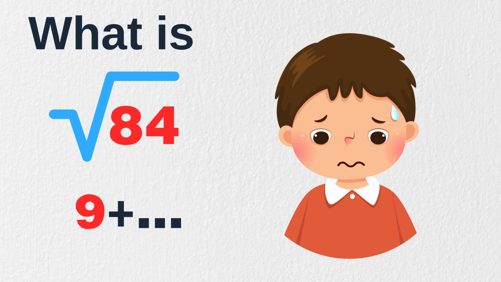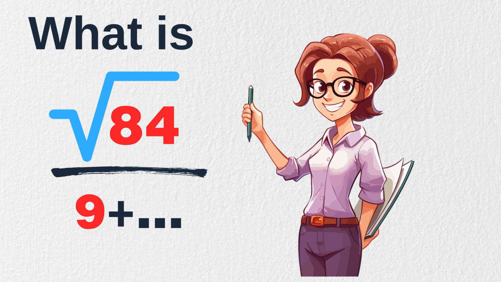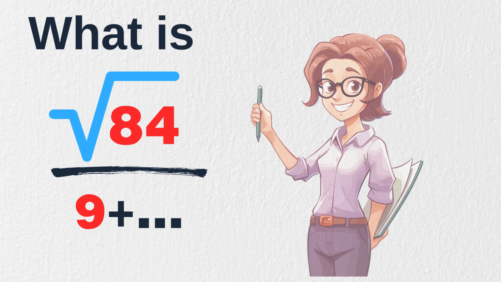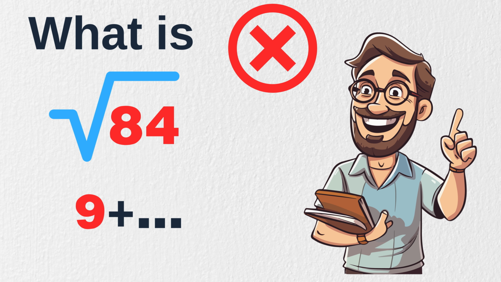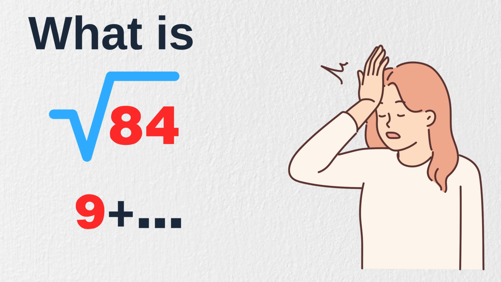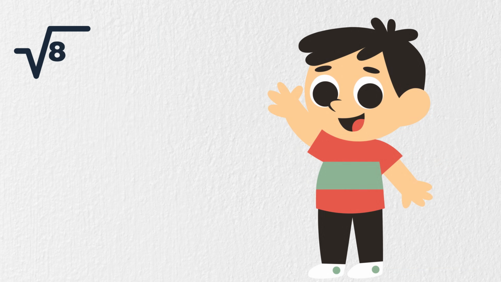Tough. But don't worry, in this video I'm going to show you an excellent trick to estimate square roots in the blink of an eye. Just watch the video to the end, as I'm also going to show you when not to use this method and how to avoid some common mistakes that everyone makes. So let's begin first with the square root of 84.